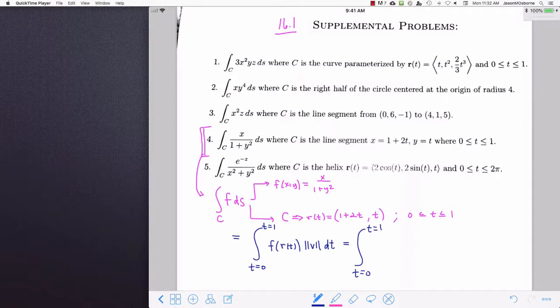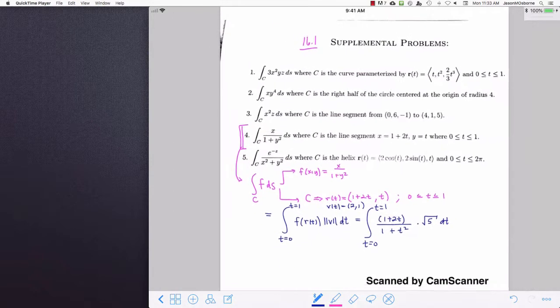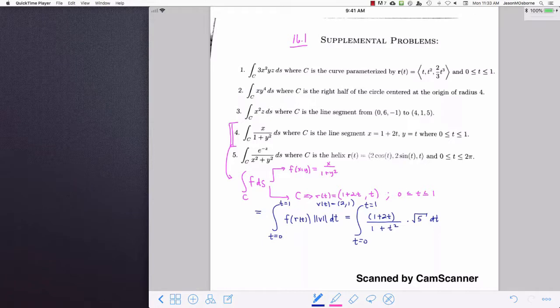The function along the curve, wherever you see the x, put in a 1 plus 2t, and wherever you see the y, put in a t. And this is, whoops, sorry, forgot the magnitude of velocity. And the velocity here, v of t, is equal to 2 comma 1. So the magnitude of the velocity is the square root of 5 dt. And this is the integral we need to compute.